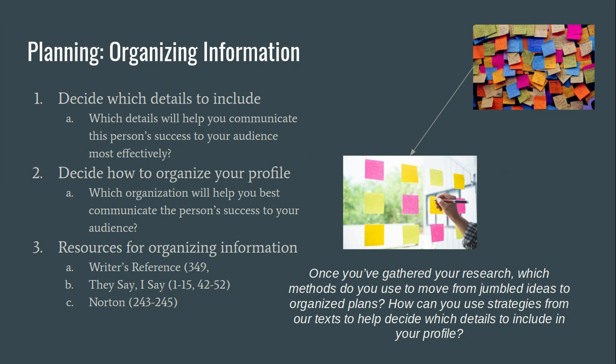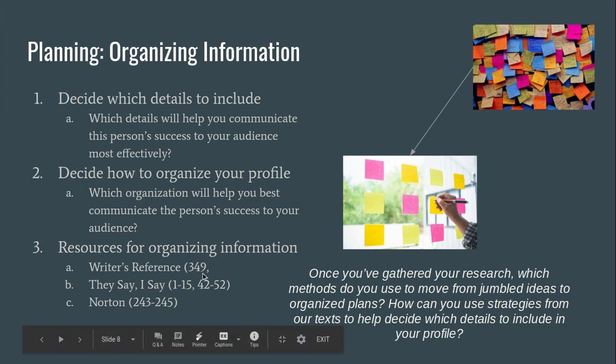But once all that part is done, then you come to this section in the writing process where you need to get that sort of organized, right? So you're going to go from all of these ideas and thoughts sort of jumbled everywhere to trying to make some sense of them. So you might want to decide which details you're going to include. So which details from the interview do you think are going to help you communicate this person's success most effectively? You can also decide how you're going to organize your profile. So which method of organizing is going to help you best communicate that success to your audience in a way that we can follow, in a way that we're interested in.